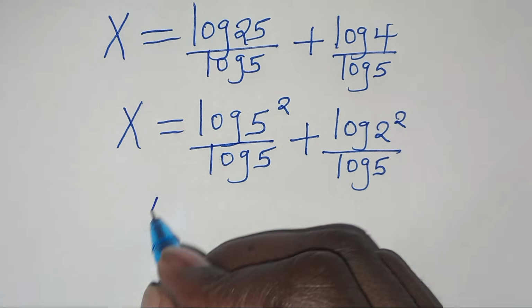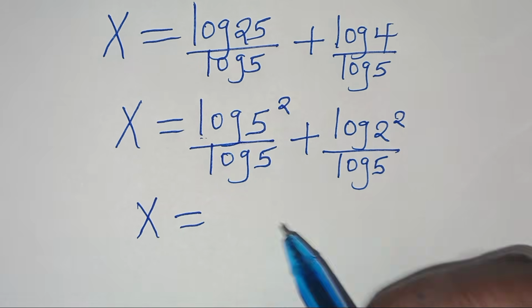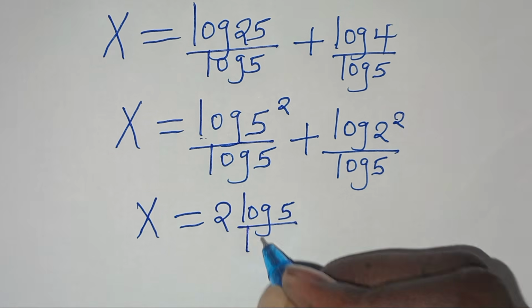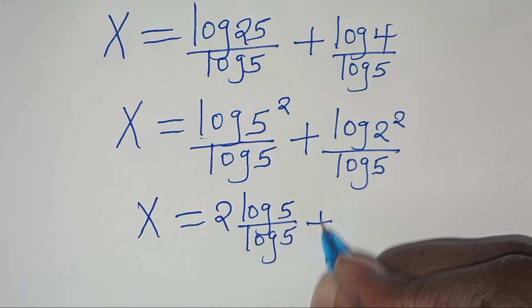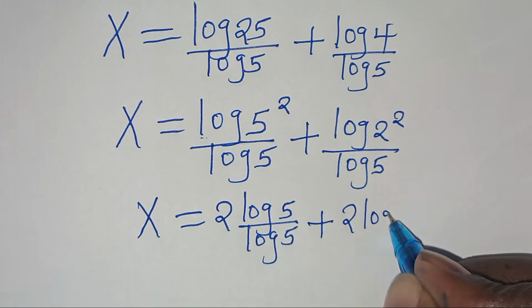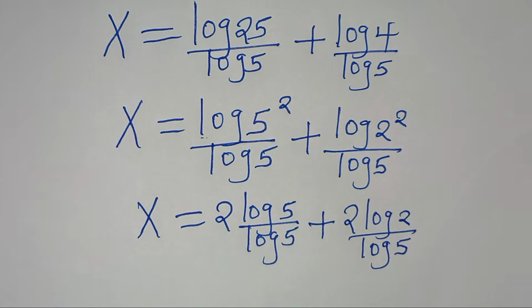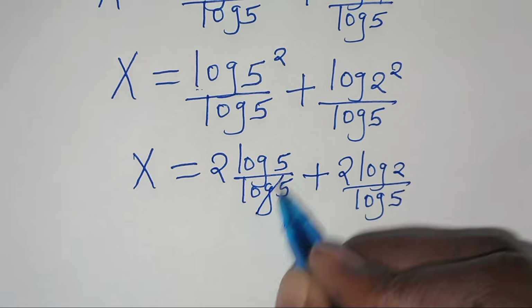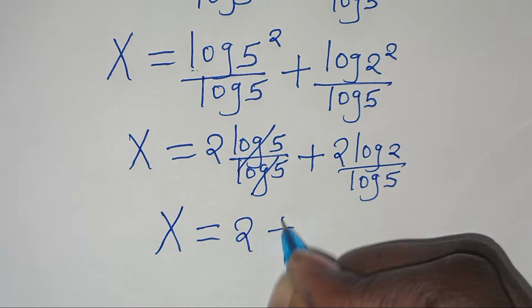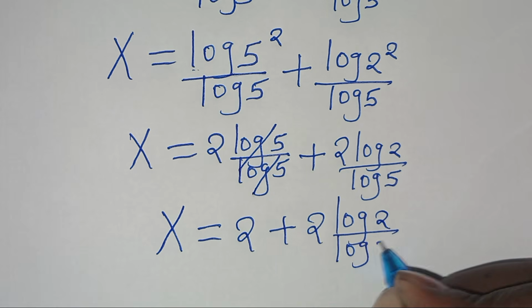Now the next step from here, let's apply the power log property, so that log 5 to the power of 2 becomes 2 log 5 divided by log 5. Then plus, we can apply the power log property here. Log 2 to the power of 2 becomes 2 log 2 divided by log 5. Now we can simplify log 5 and log 5 here, so that now x is equal to 2 plus 2 times log 2 divided by log 5.